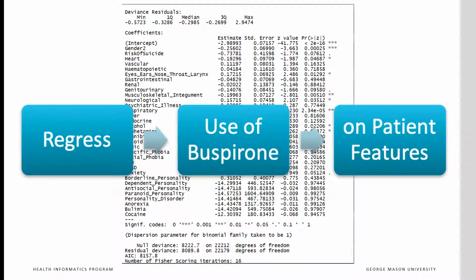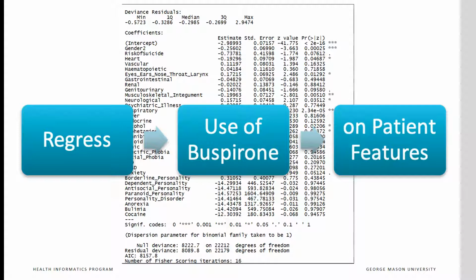Let us demonstrate these steps through an example with an antidepressant. Here we are examining the effectiveness of antidepressant called Buspirone. We want to know what's the impact of Buspirone on remission of depression symptoms. In this example, taking Buspirone is the treatment variable, and remission is the outcome.